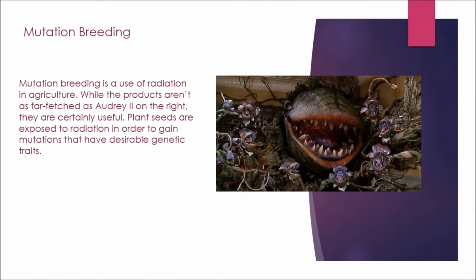Mutation breeding is the use of radiation in agriculture. While the products aren't as far-fetched as Audrey 2 from A Little Shop of Horrors, they are certainly useful. Plant seeds are exposed to radiation in order to gain mutations that have desirable genetic traits.